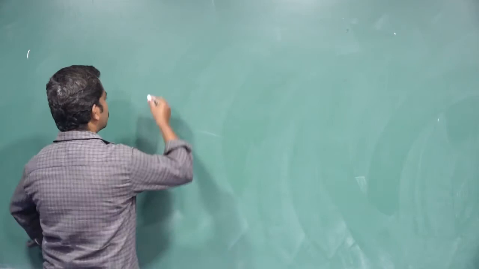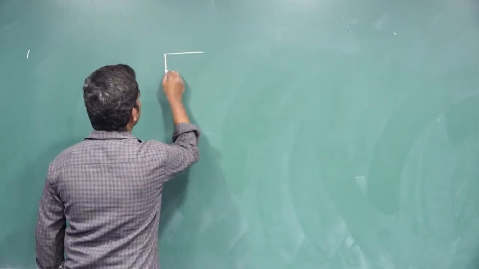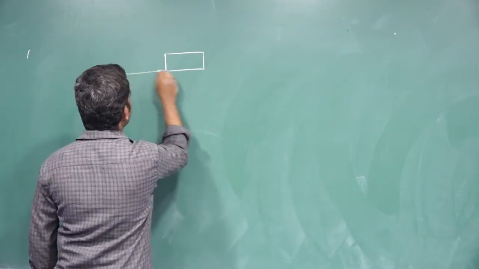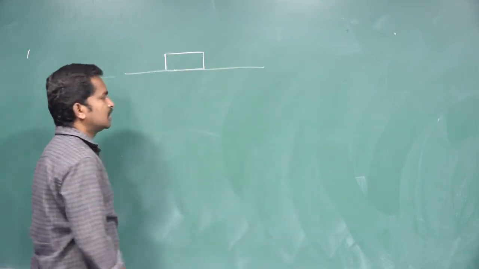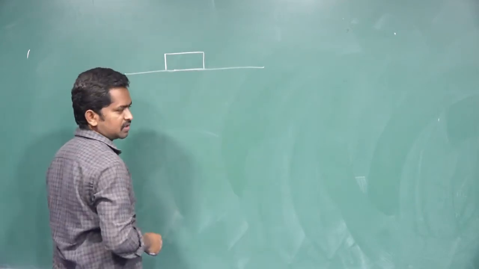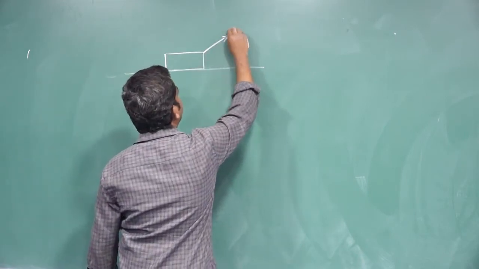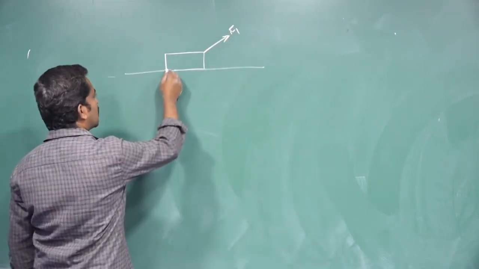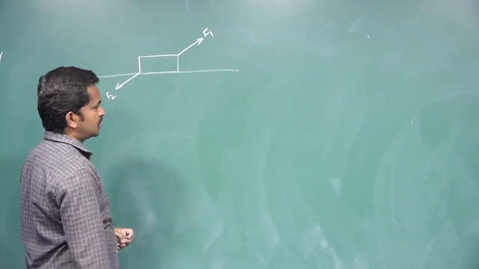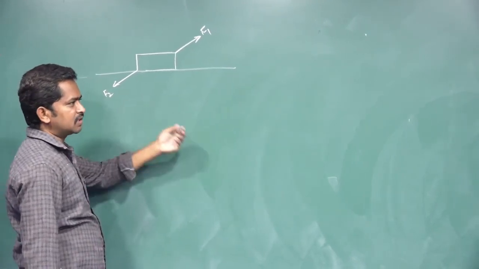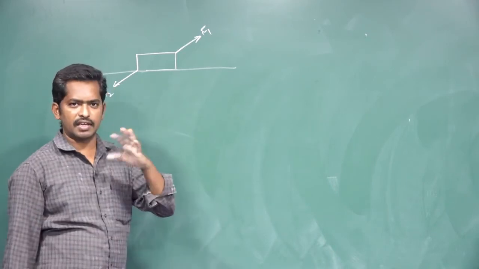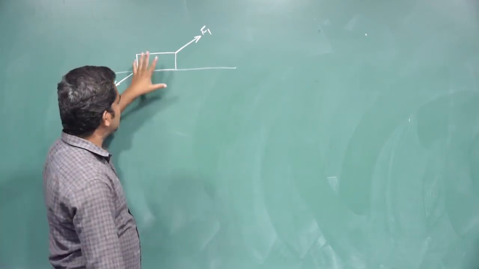Next example, free body diagram. Consider one object placed on the surface. 2 forces act on the object. First one here, F1. Another one here, F2. If 2 forces act on the object, what is the motion of the object? What is the resultant net force on the object? Just draw the free body diagram. Very simple.